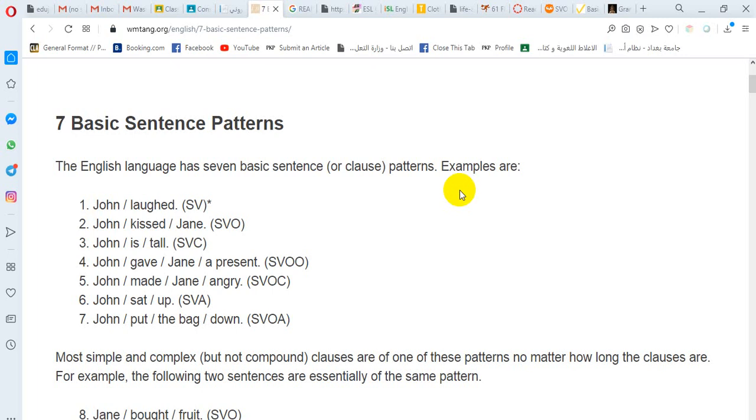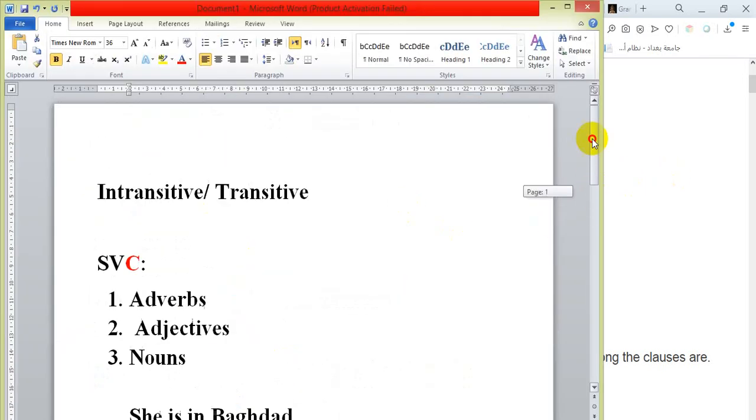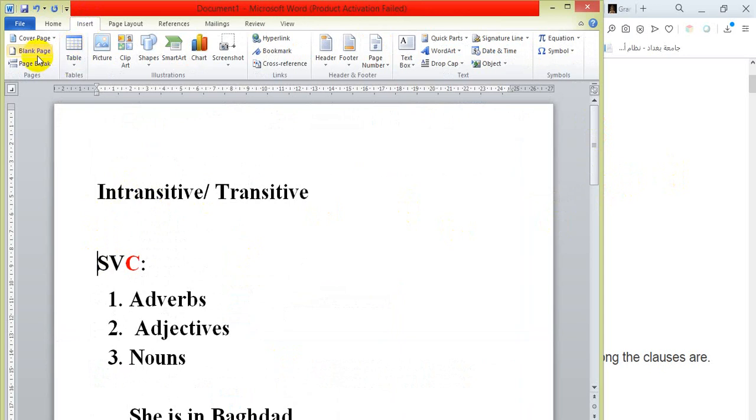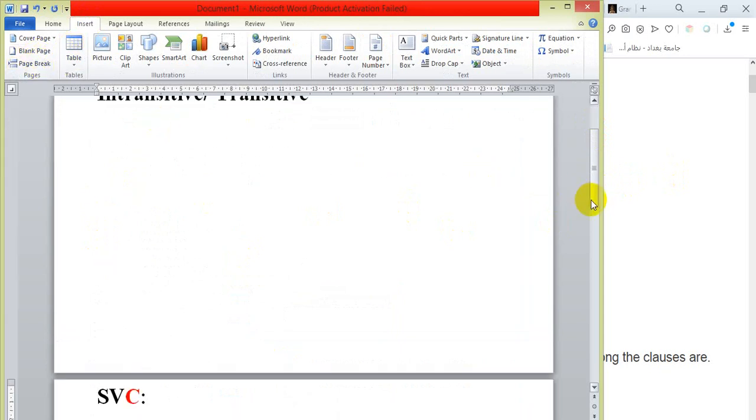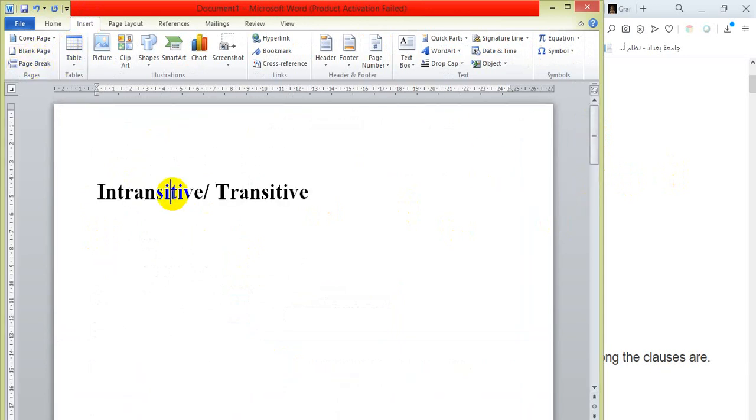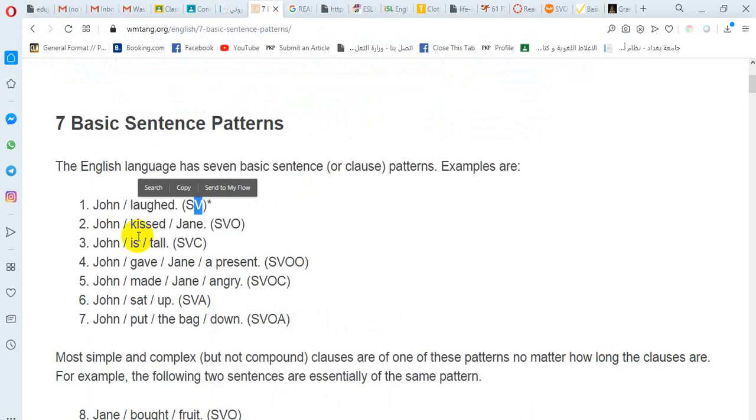In English we have 7 basic sentence patterns, okay? The first one is what? SV, which means what? Subject plus verb. Here the verb is supposed to be what? Intransitive verb. When I say intransitive verb, it means a verb that does not take an object. If it takes an object, then it is called what? Transitive. This is the first sentence pattern.